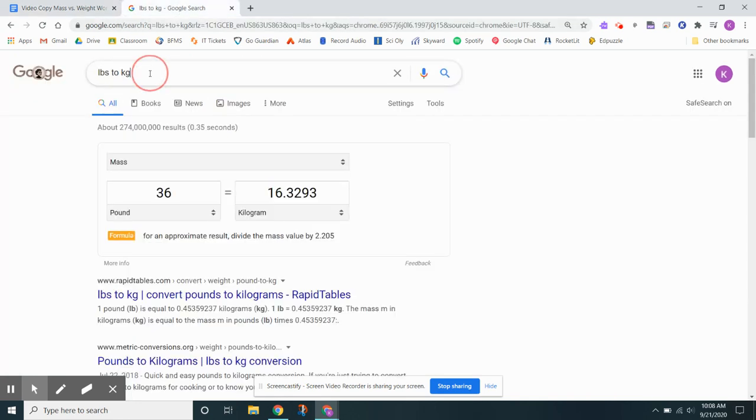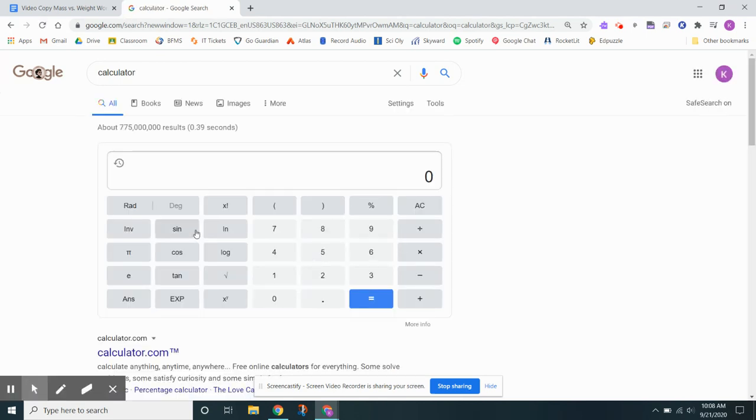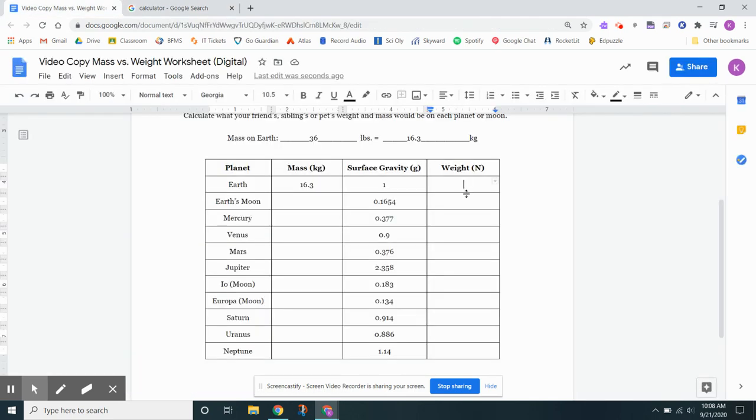So again, we can come back here and type in calculator. The first one is going to be very easy. You should be able to do it in your head. 16.3 multiplied by 1 is going to get us 16.3. You multiply any number by 1 and you get the original number. So 16.3, but the unit here changes to newtons, whereas our original mass was in kilograms. Then we have the moon. Our original mass, because mass stays the same, would be 16.3 kilograms. This number is going to stay constant our whole column.